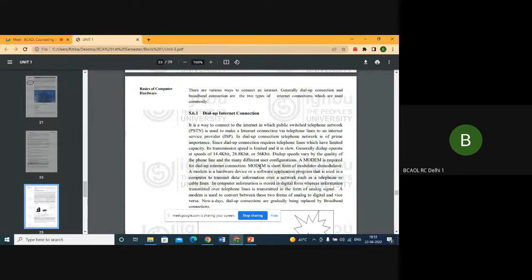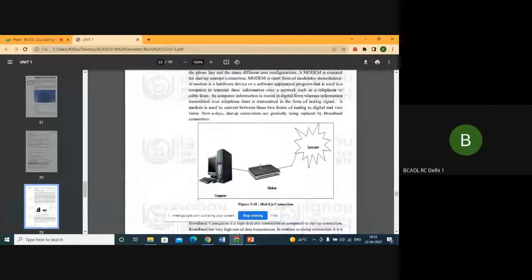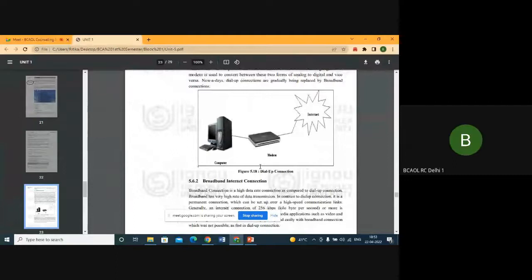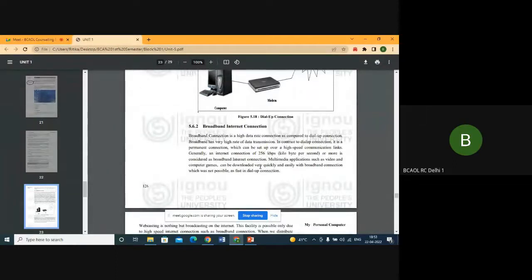So what happens in a dial-up? The speed was very low. Internet speed was less, and if by chance your phone line rings in between and you pick up the phone, the internet used to go off. You understand? Yes, ma'am. So that was dial-up connection. But nowadays you have broadband internet connection.